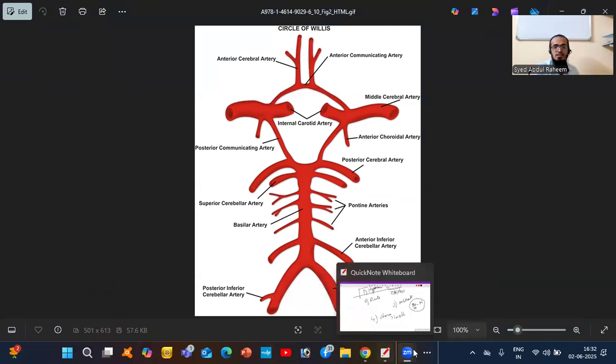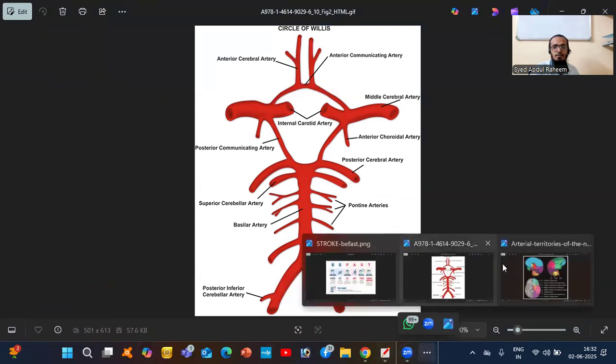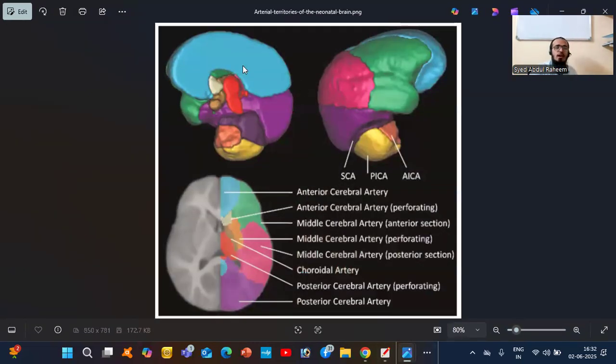So let's see the image one more time. This is the best thing you can remember. This front part is the anterior artery. This is the anterior cerebral artery. The side is the mid cerebral artery. This is also the mid cerebral artery. This is the choroid artery. Okay. And this is the posterior cerebral artery. This is also the posterior cerebral artery. This is the carotid artery, posterior artery.